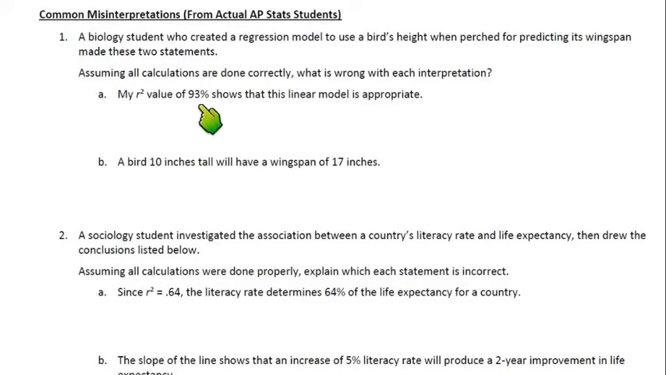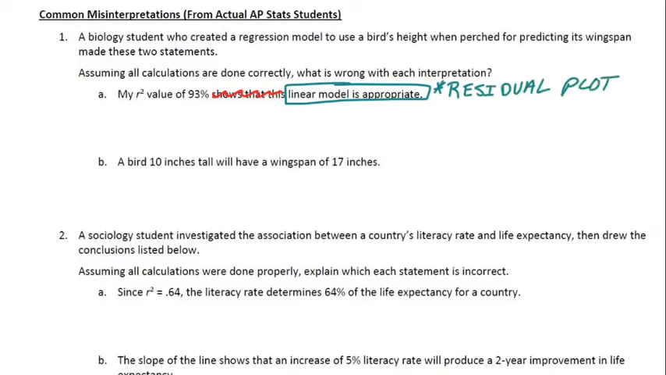R-squared being 93% doesn't show anything about the linear model. For the linear model to be appropriate, you have to actually refer to the residual plot and say there's no pattern in the residual plot. And then the other component where the student would lose points is that this response lacks context.